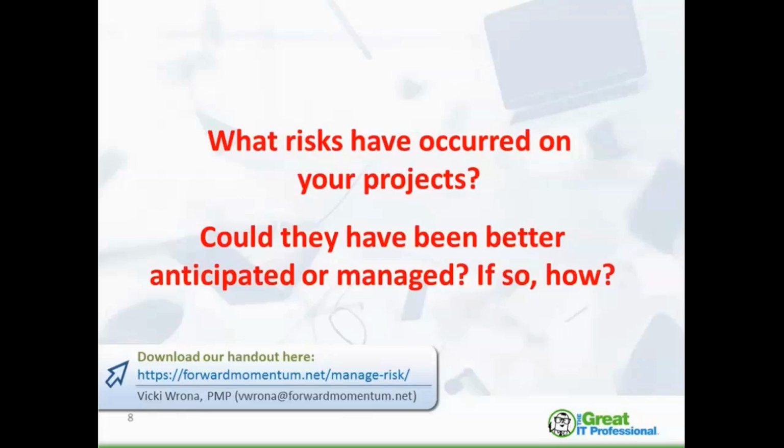So there are a number of good risks that you have all identified, right? These risks have happened to us on our projects. Now, could they have been managed better? Could they have been better anticipated or better managed? And if you think so, how? Yes, I love this. So what could your organization or your project teams do, you think, to better manage these risks? How could you have better anticipated them?